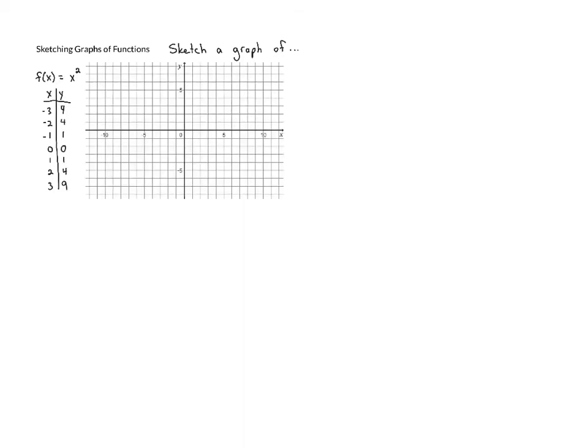Going point by point, we've got -3, 9, which is just above the template that we've got. -2, 4, -1, 1, 0, 0, 1, 1, 2, 4, and 3, 9. And of course, we know this is a parabola because it's the graph of a quadratic equation.